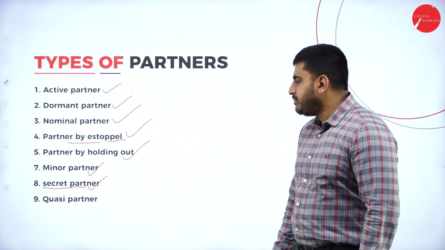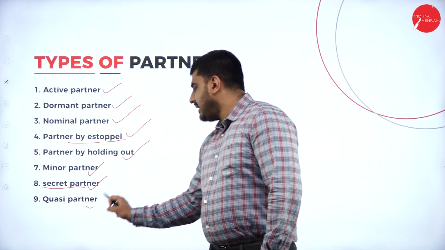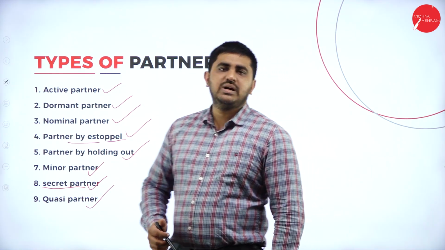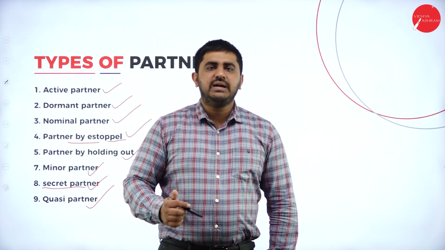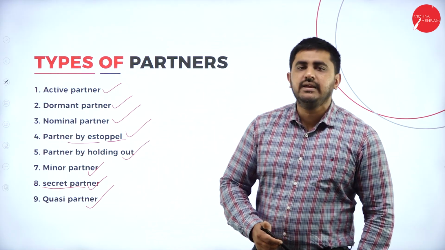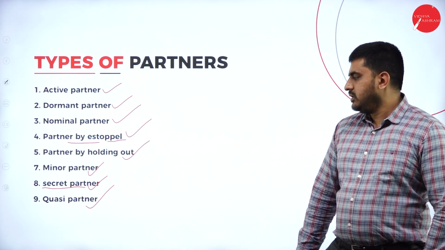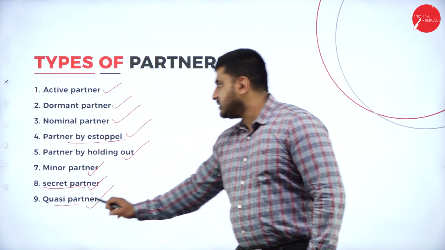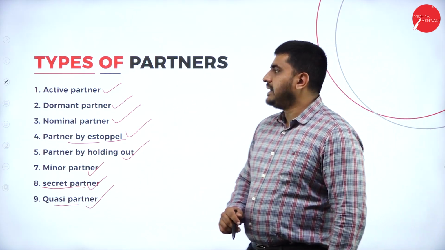Next, quasi partner. A quasi partner is a partner who has retired from the partnership, but his capital is still in the partnership firm. So he is called a quasi partner. So, these are the different types of partners.